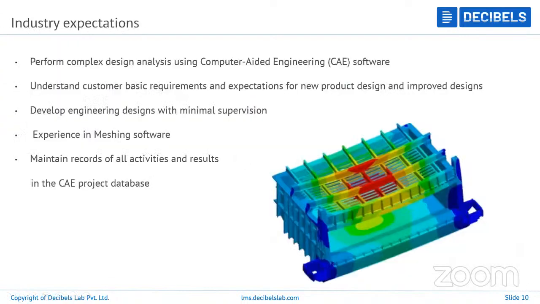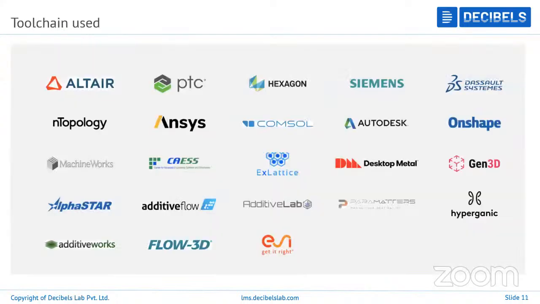Next, we have discussed the CAE part and what the industry is expecting. Next, what is the tool chain used to learn any of the CAE softwares? Altair is there. As we already know, Hypermesh is one of the top meshing software, one of the major tools used worldwide for meshing purposes. It is a top one software. Next comes ANSYS, Autodesk, Siemens. So these are the many other toolchain softwares that we can learn for CAE.